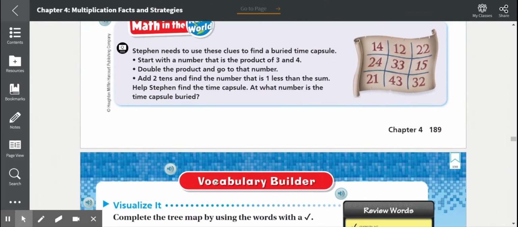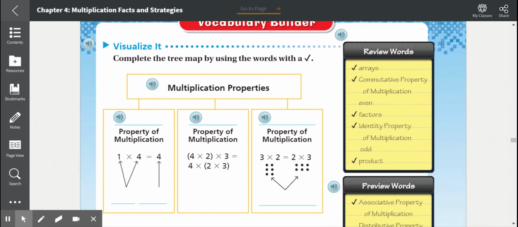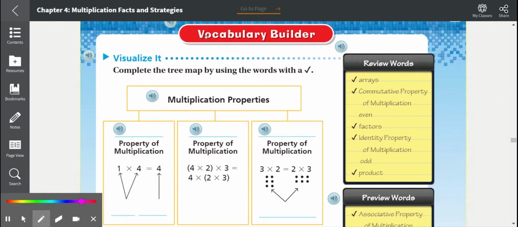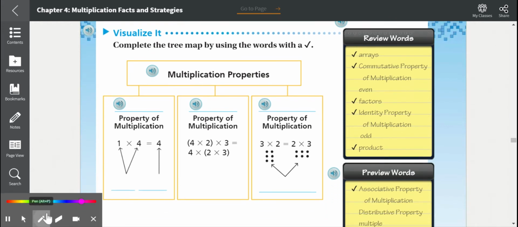We're going to skip math in the real world, and we're going to move on to vocabulary builder. Okay. Complete the tree map by using words with a check. So let's look at the words with a check. We have arrays, commutative property of multiplication, factors, identity property of multiplication, and product. Okay. So let's look at this. So it's called multiplication properties. So we know we're going to be using properties.